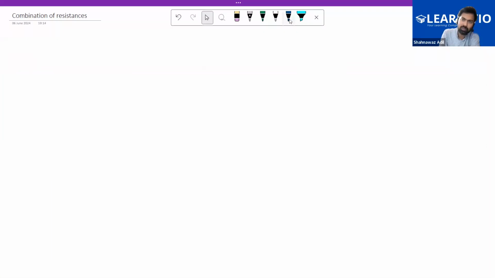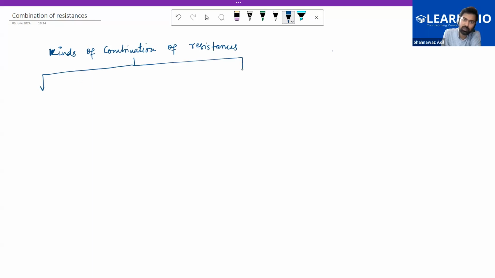So you already remember, right, that we have two kinds of combination of resistance. How many kinds are there? There are two kinds. One is series combination. Then we have parallel combination.